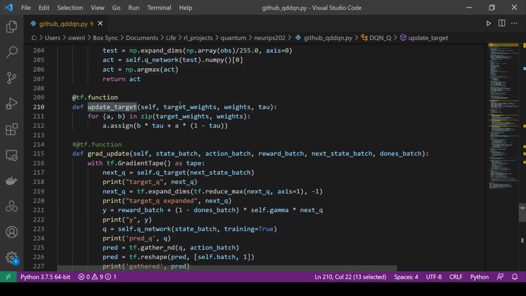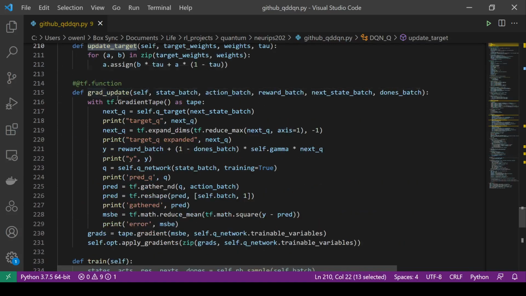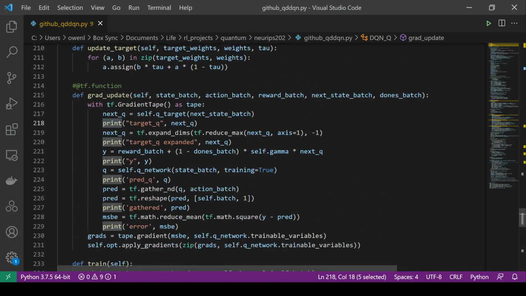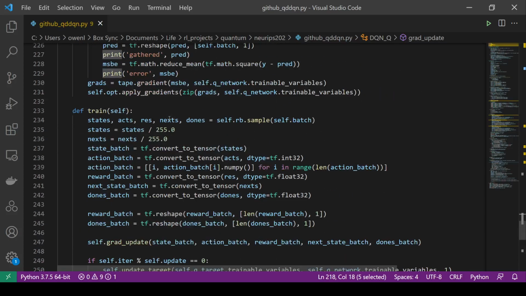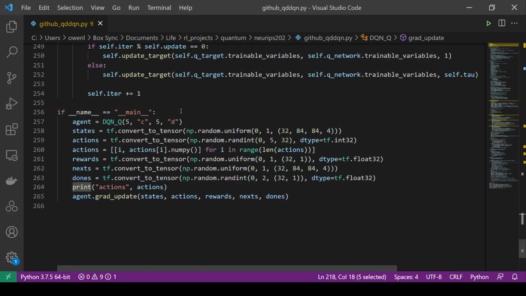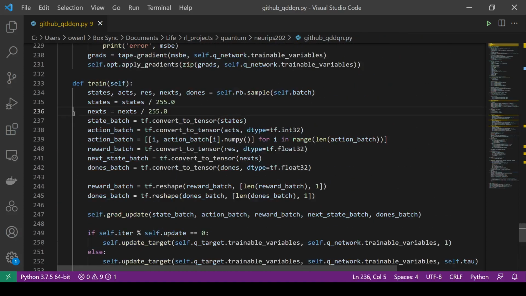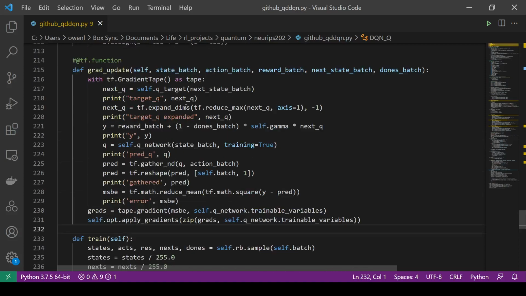This updates to target. This grad update, you can add the TF function flag. I don't, because then printing tensors in a graph like functionalized thing is really bad. But I'll go through this in more detail in a second. And then the train, and then that's it. So it's so annoying when the highlighter does that.